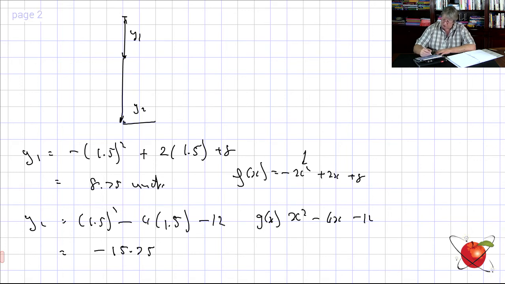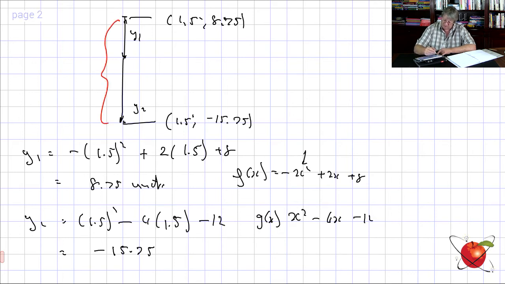So therefore, the coordinates here are going to be 1.5 and minus 15.75. And the coordinate there is going to be 1.5 and 8.75. Well, in that case, tell me how long is this line? Its delta y is going to be equal to, I can just do it over here, 8.75 minus minus 15.75, which is going to be equal to 24.5 units long. All right?